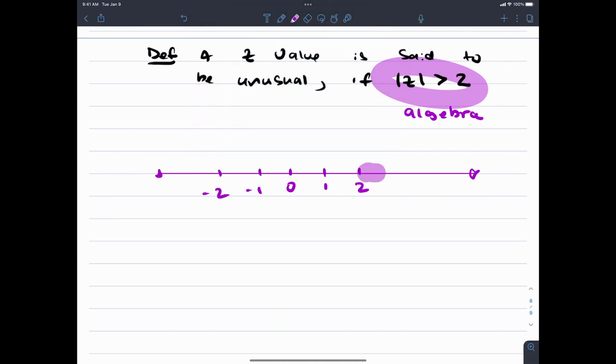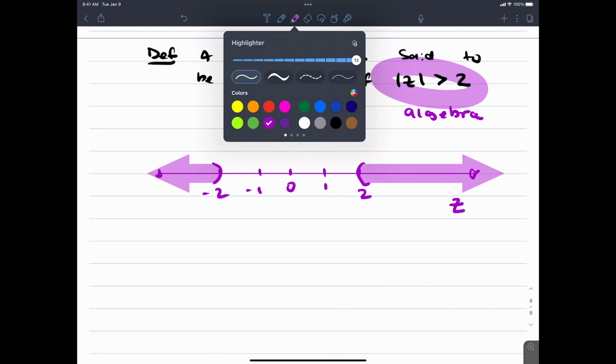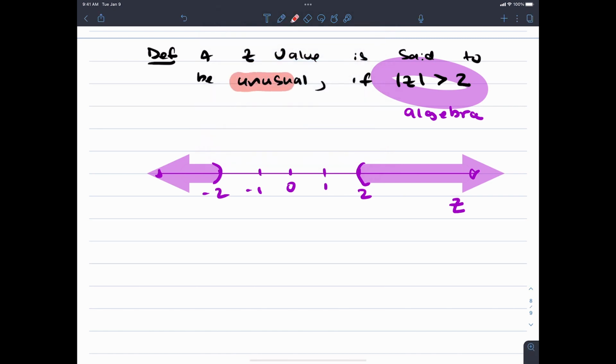Okay, you are shading everything to the right of positive 2, and you're shading everything to the left of negative 2. And these are called z-scores. This is what it means to be what? What's the term? Unusual. It's an unusual z-value, which means it's an unusual data value.